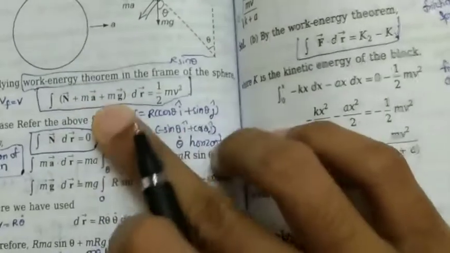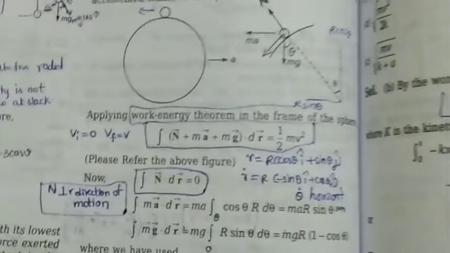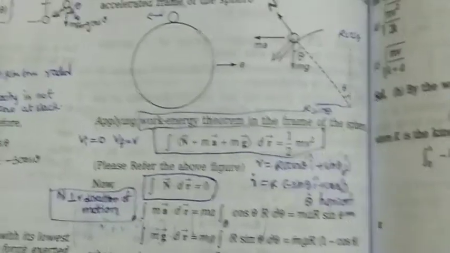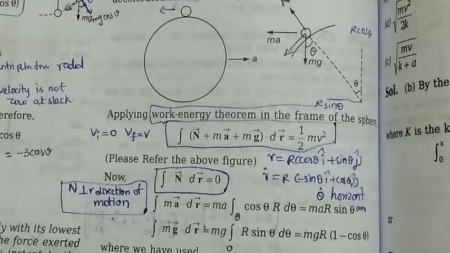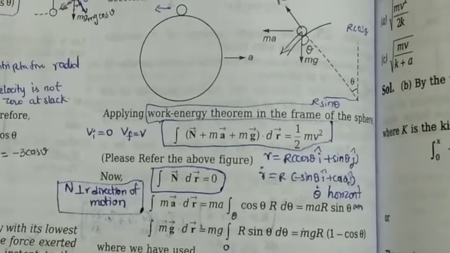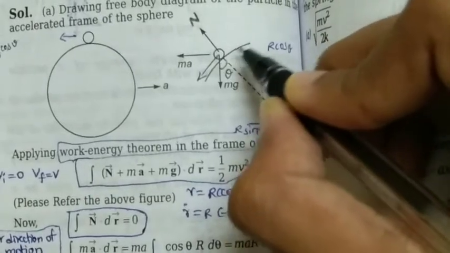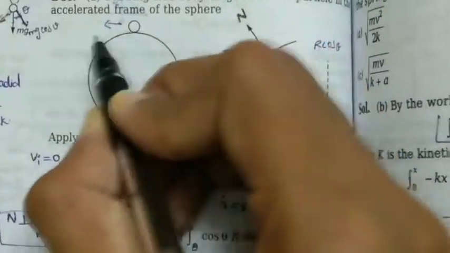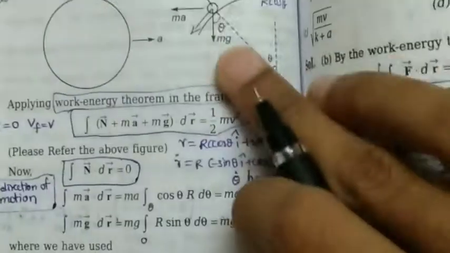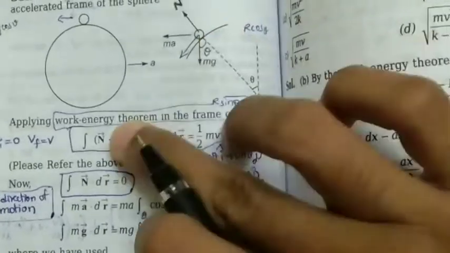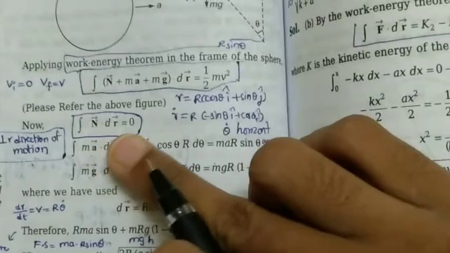If we solve these three terms one by one, the integration of N dot dr is 0. Why? f dot dr means f dr cos theta, the cosine of the angle between them. If it is 90 degrees, then the work done is 0, because force and displacement are in perpendicular directions. The same case follows here: the normal force is acting in the radial direction, but the displacement of the particle is in the tangential direction. Tangent to the sphere would be the direction of dr. As the normal force is radial and dr is tangential, which are perpendicular to each other, the integration of N dot dr equals 0, because cosine of 90 degrees is 0.